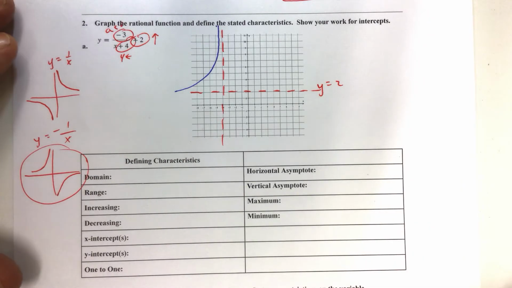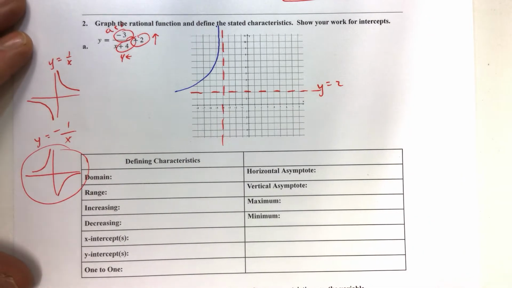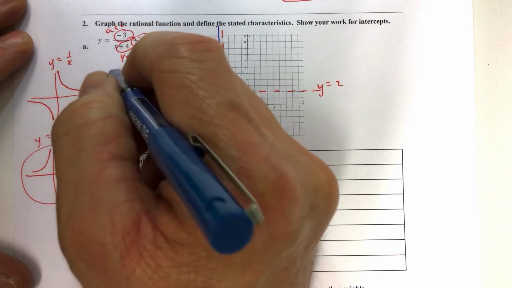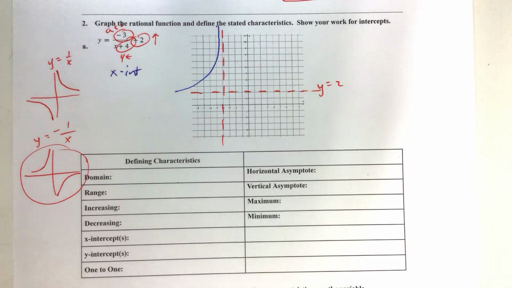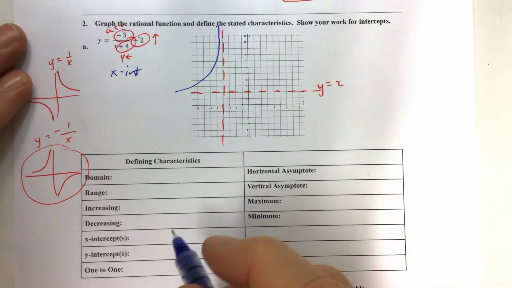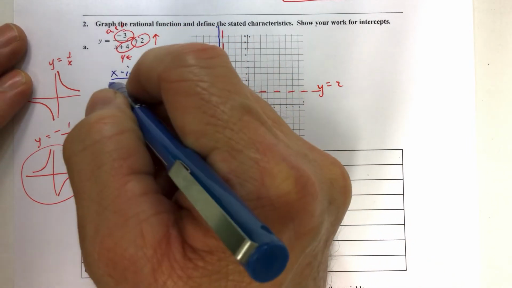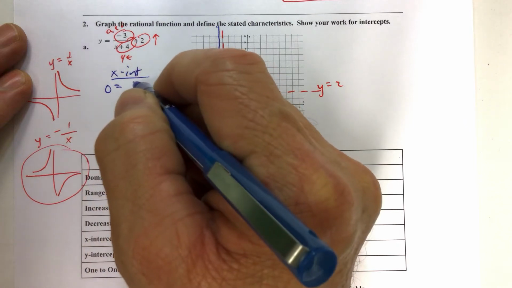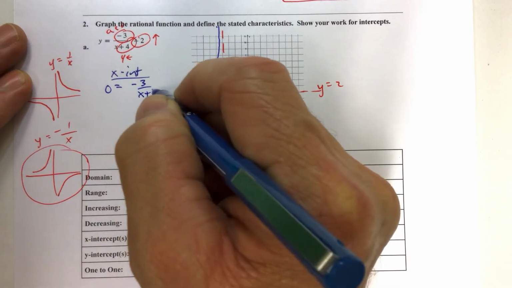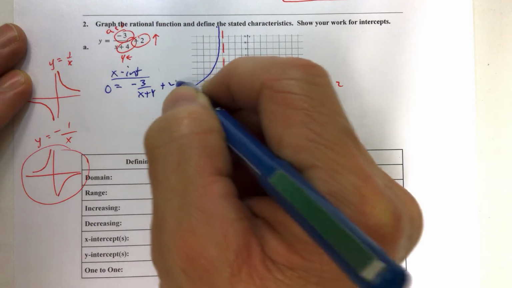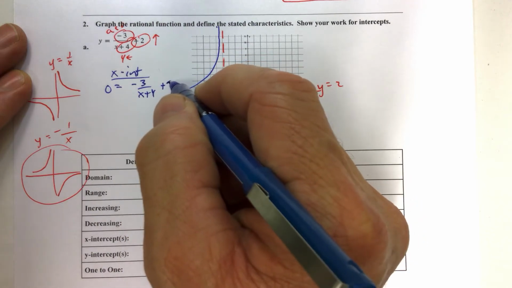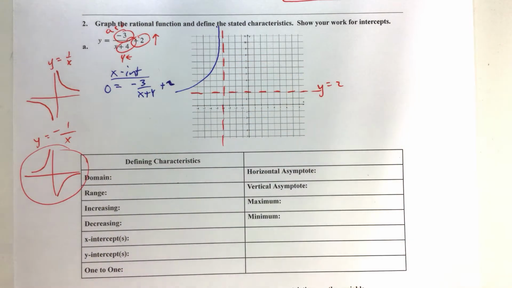Okay, so the next part of this is let's find the intercepts. When we want to find the x-intercept, we're going to let y equal 0. So you solve the equation when you let y equal 0.